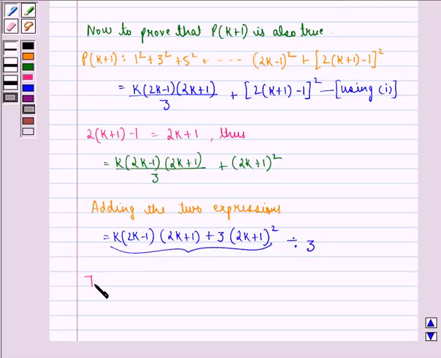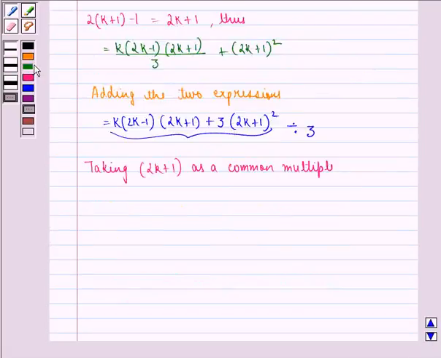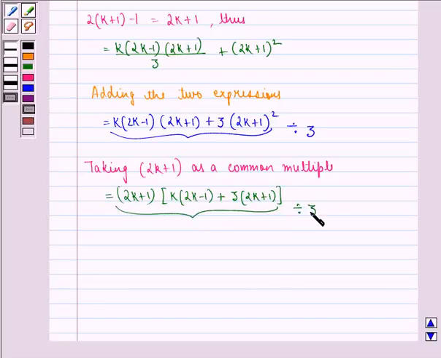Now taking 2k plus 1 as a common multiple, this can be written as (2k plus 1) multiplied by [k into (2k minus 1) plus 3 into (2k plus 1)], this whole divided by 3. That is equal to (2k plus 1) into (2k square minus k plus 6k plus 3), this whole divided by 3.